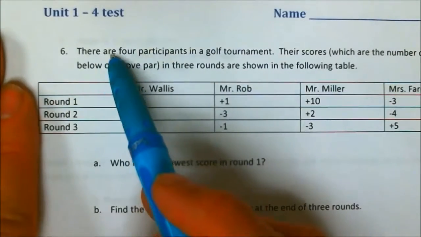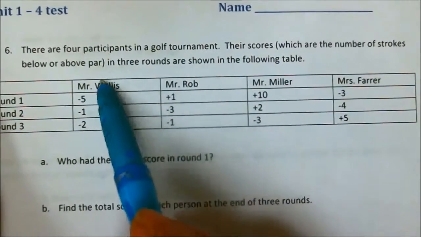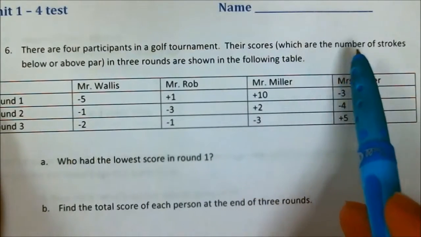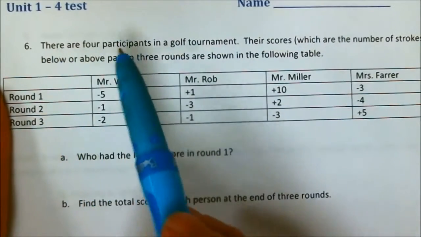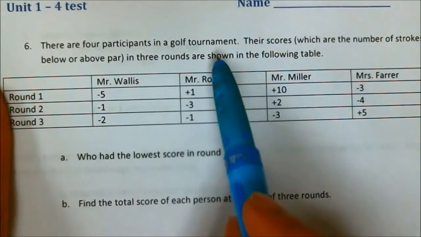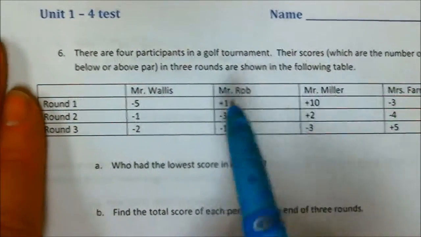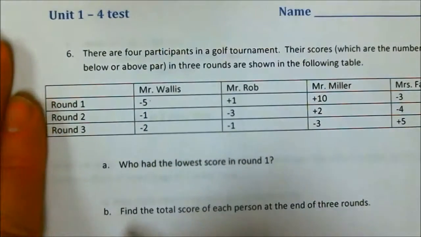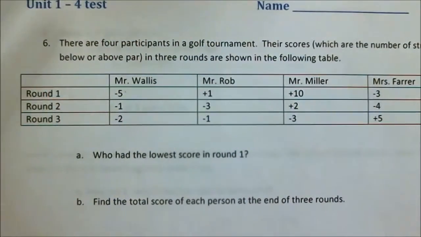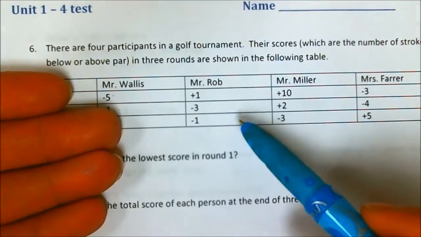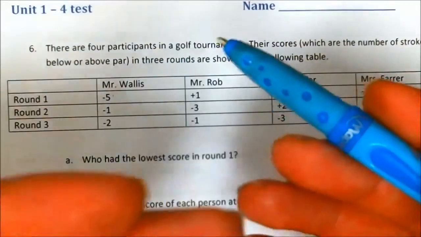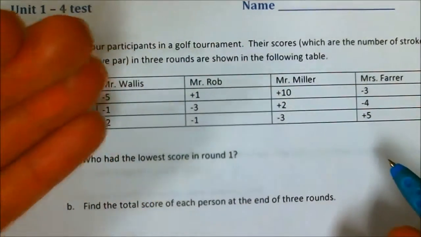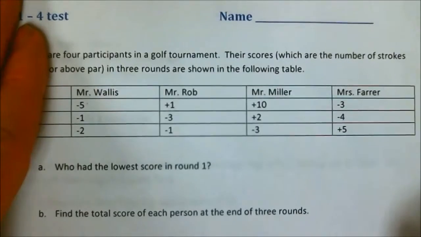It says here there are 4 participants in a golf tournament. 1, 2, 3, 4. Their scores, which are the number of strokes below or above par in 3 rounds, are shown in the following table. Their scores are in the table. Mr. Wallace got a -5, a -1, and then a -2. I don't even need to know what those scores mean to be able to add those numbers together. So don't let the fact that you don't know how to play golf confuse you. You'll run into a lot of problems that you may not know, but you can solve them.